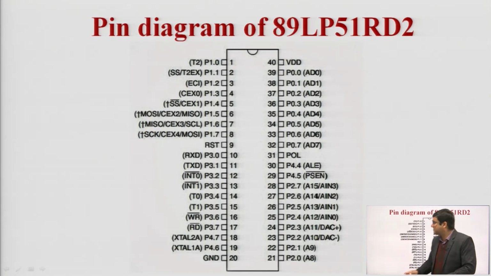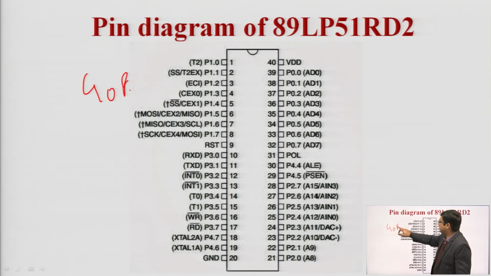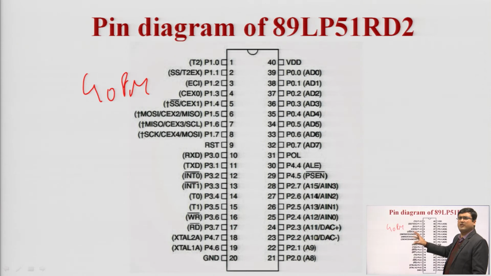Now let us go through the pin diagram of the 89LP51RD2. In this pin diagram you can see there are 40 pins in total. This is a dual inline package. This pin diagram is similar to what we have studied in the 8051 pin diagram.